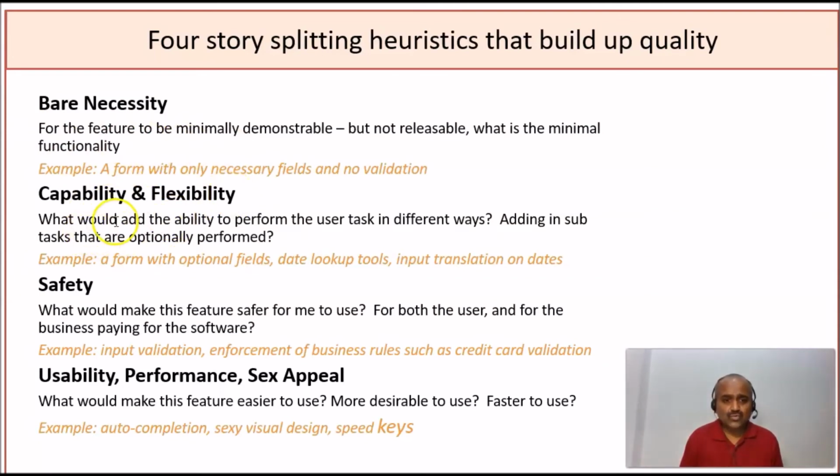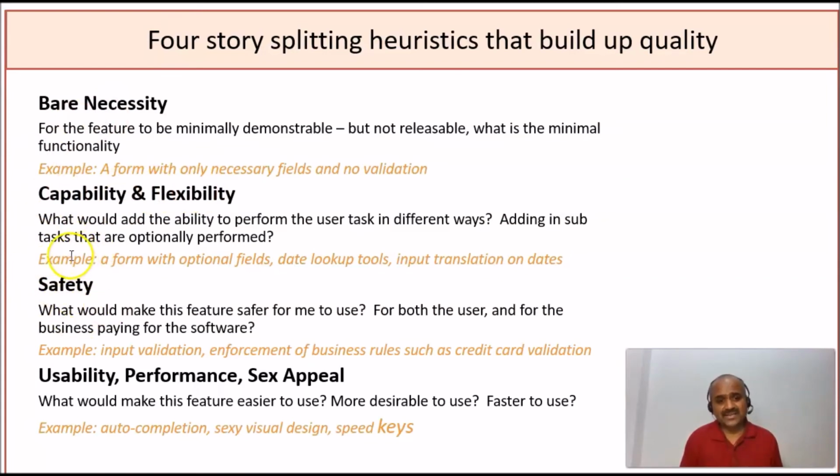That means what would add the ability to perform the user task in different ways. So adding subtasks that are optionally performed. For example, a form with optional fields, date lookup tools, input translation on dates. Slowly we are building capabilities on top of this form in our example. So we have now seen bare necessity, then we are adding capability and flexibility.